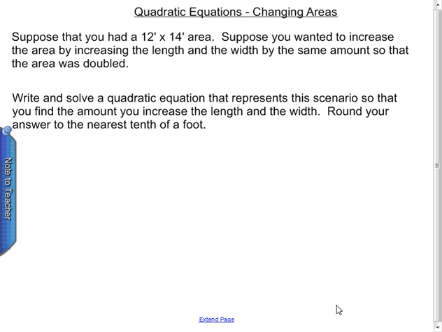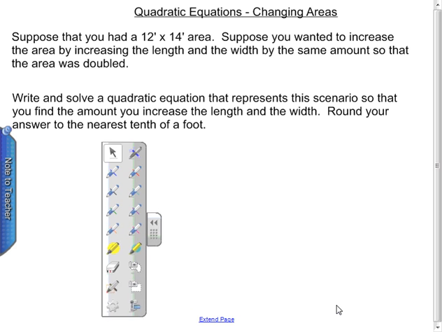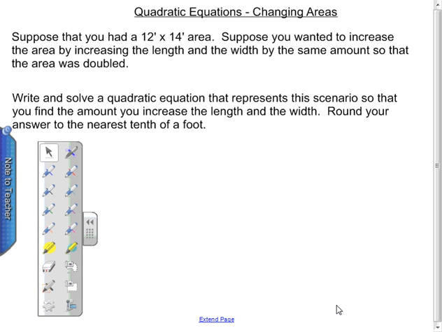It says here, suppose that you had a 12 by 14 area. And suppose you wanted to increase the area by increasing the length and width by the same amount so that the area was doubled. Write and solve a quadratic equation that represents this scenario so that you find the amount you increase the length and width. Round your answer to the nearest tenth of a foot.